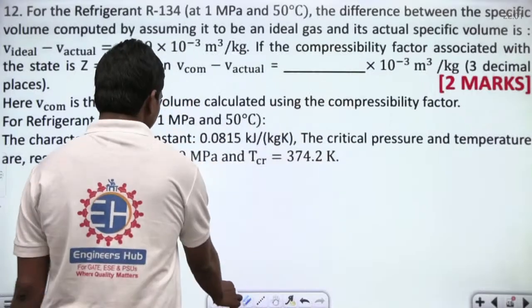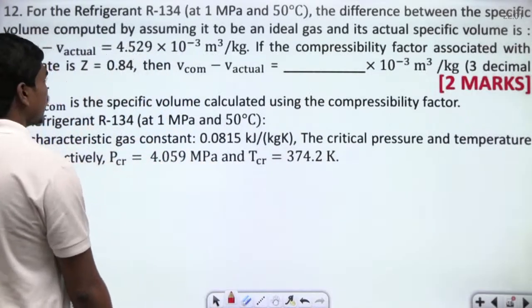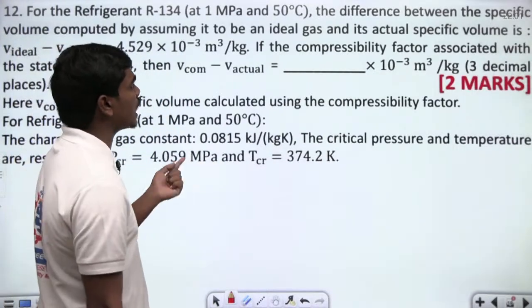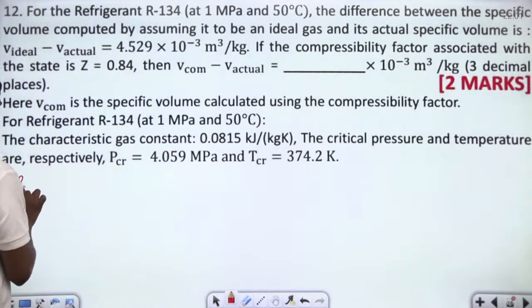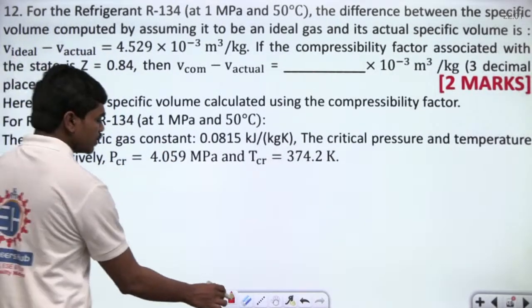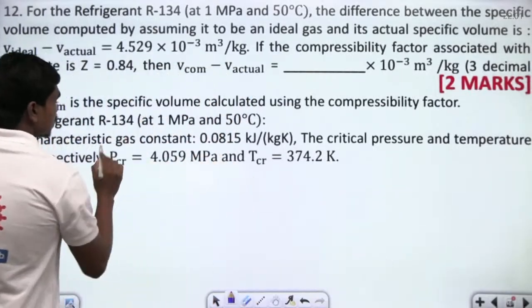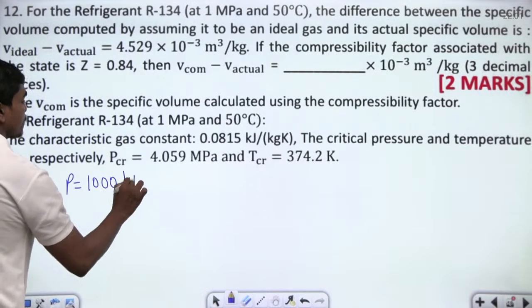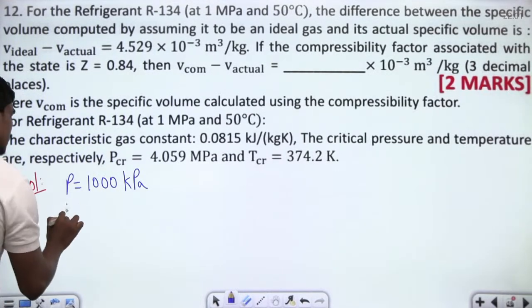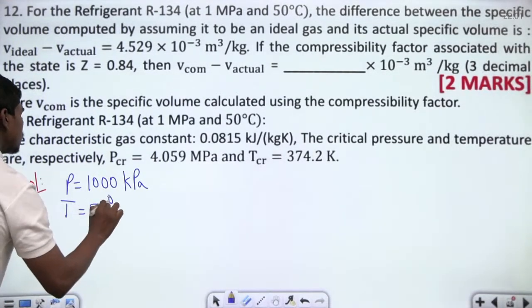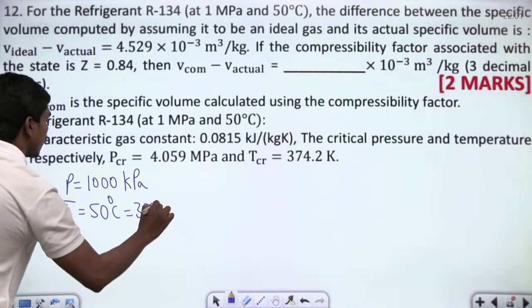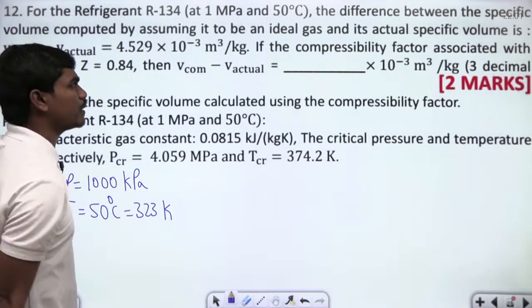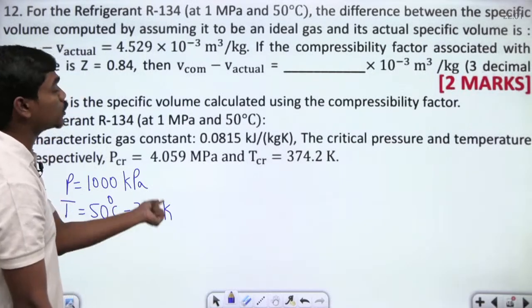Next, there is one question. For the refrigerant R134a at 1 megapascal and 50 degrees Celsius, some properties of the substance are given here. Pressure is equal to 1 megapascal, which means 1000 kilopascals, and temperature is equal to 50 degrees Celsius, which means 323 Kelvin. Of course, 323.15 to be more accurate, but 0.15 is very small compared to 323, so I am neglecting it.